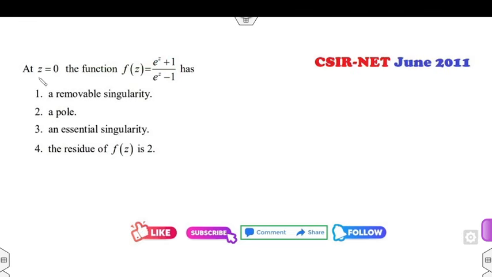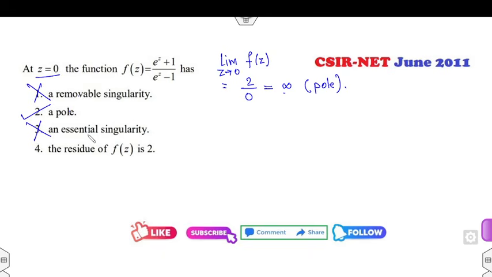Look at this another one. Again, removable, pole, essential. We can find the limit as z approaches 0 of f(z). When you take 0, it's e raised to the power 1 over 0, that is infinity. Once it's infinity, that is a pole. So pole is the right answer. Removable is not possible because the limit is not infinity and does not exist. Now how can you find the residue?